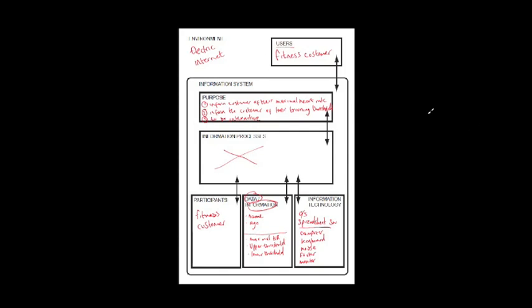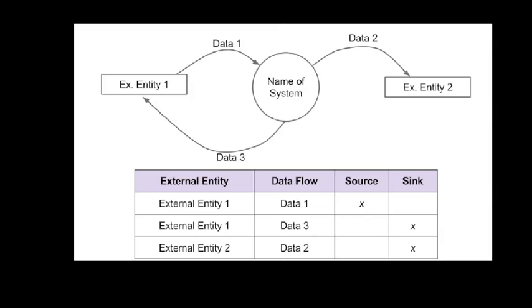So now you can see that we've completed our information systems in context diagram. It's always a good idea to have drawn your context diagram beforehand, and then you can use the data from your context diagram for your information systems in context diagram.